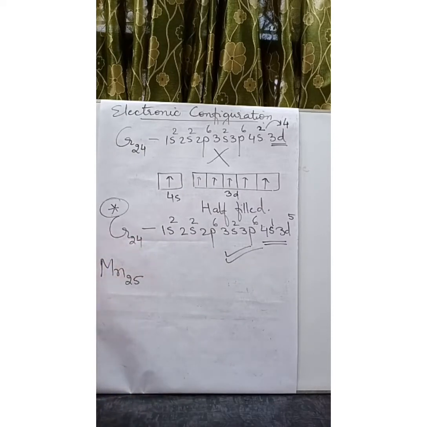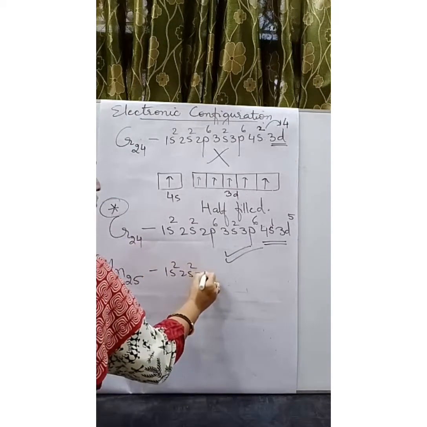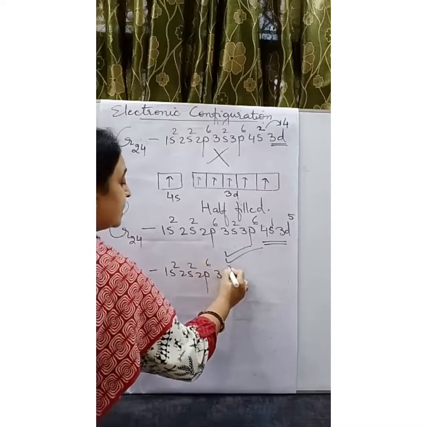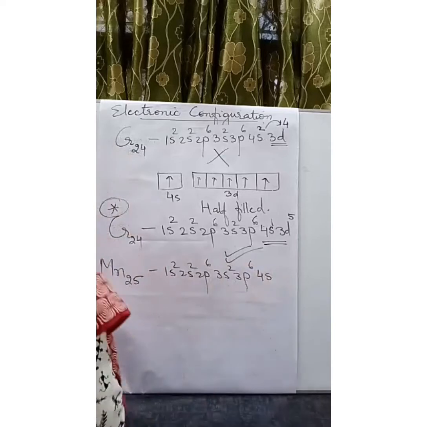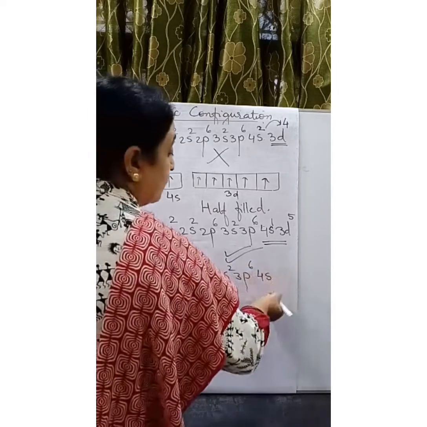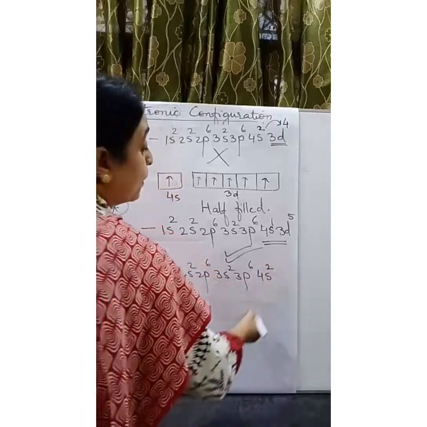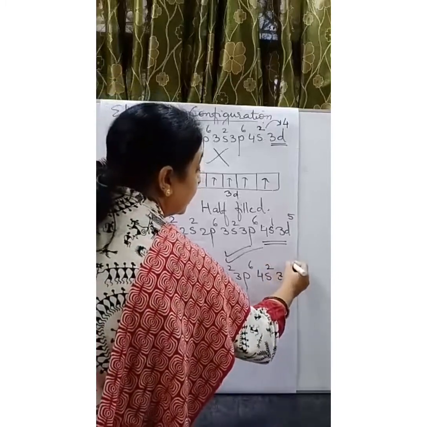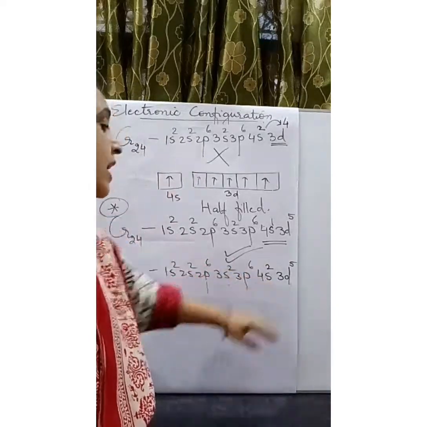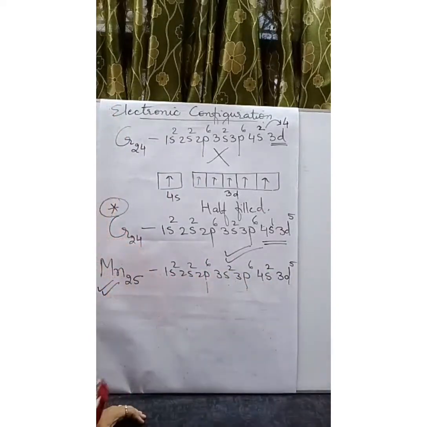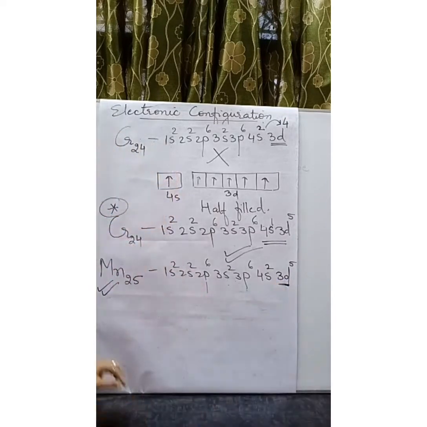The next element is manganese, atomic number 25: 1s2, 2s2, 2p6, 3s2, 3p6, 4s2, 3d5. That is 10, 20 and 5. Now manganese is in a stable state because the d orbital is half filled.